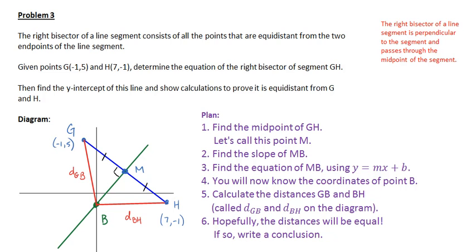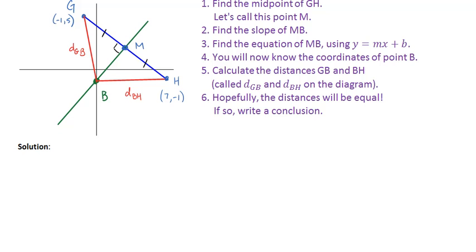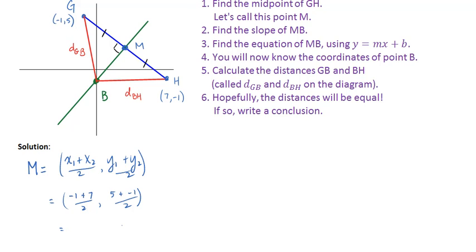So here we go. First thing we have to do is find the midpoint of GH. We can use the midpoint formula. And the coordinates of G and H are on the screen. You can see them. So we'll have (-1 + 7)/2, comma, (5 + -1)/2. And that'll give us 6/2, which is 3, comma, 4/2, which is 2. So now we know that M is (3, 2).